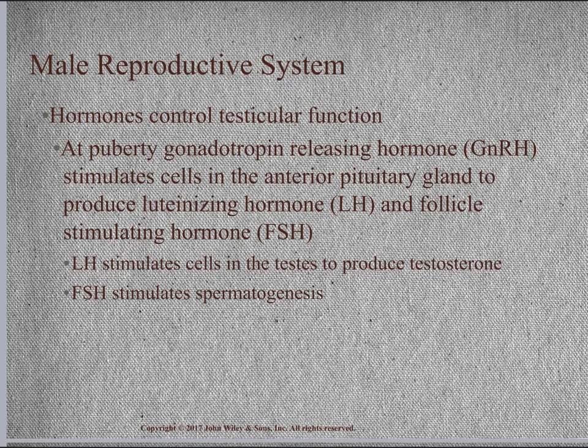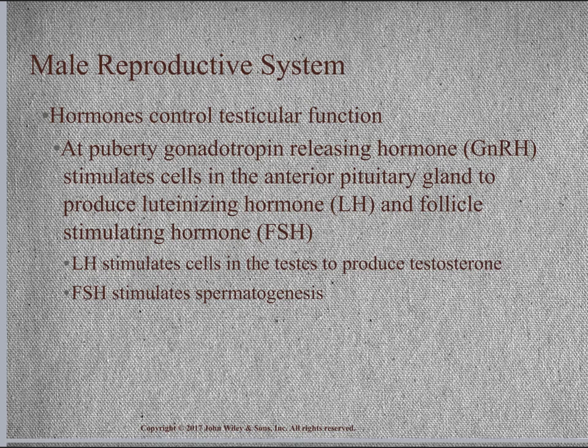Now, what type of cells? We have gonadotrophs. So remember those cells that we discussed in endocrine that made our sex hormones? Well, here we are putting it full circle. So our gonadotrophs are being stimulated to produce and secrete luteinizing hormone and follicle stimulating hormone. Now, in our previous slide, we said what they do, but let's reaffirm it.